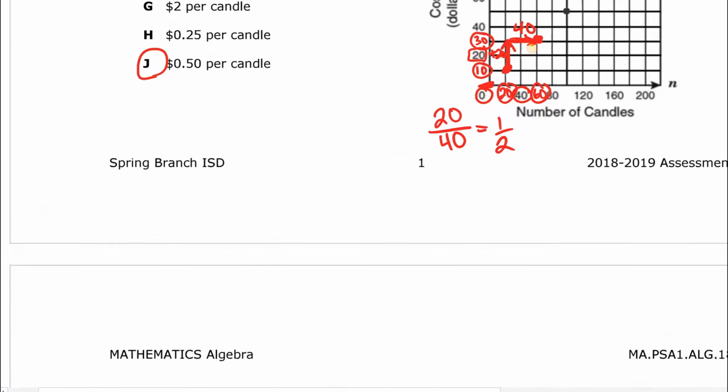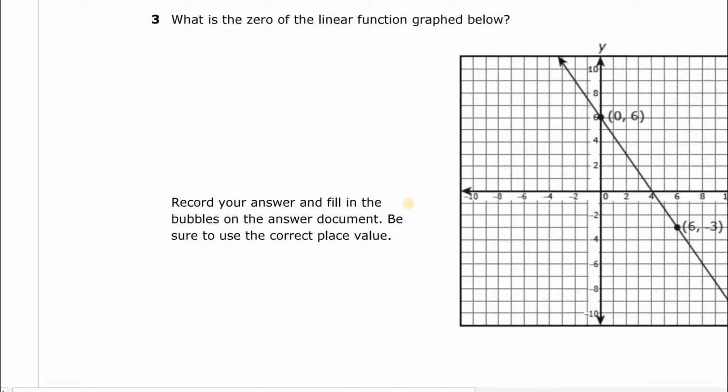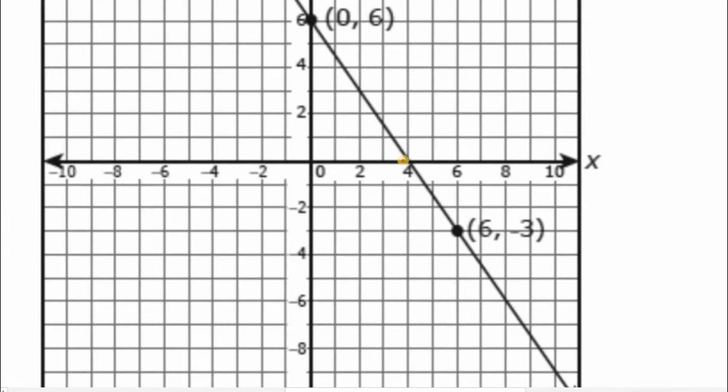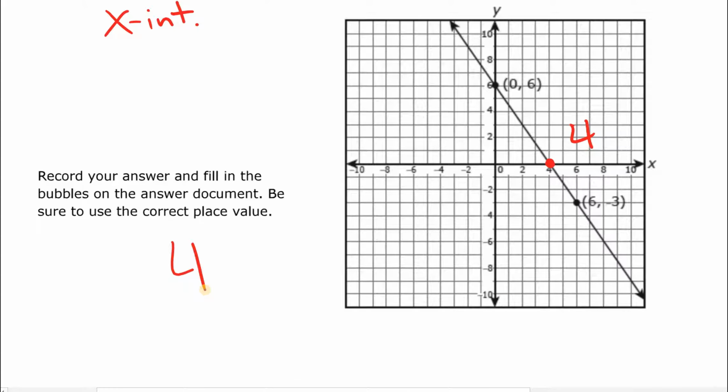All right. On the next page, we have number 3. What is the 0? We know 0 is another word for x-intercept. So in the graph, we simply look for where the line crosses the x-axis, which is at 4. The answer is 4. Should have been the easiest question on the test.